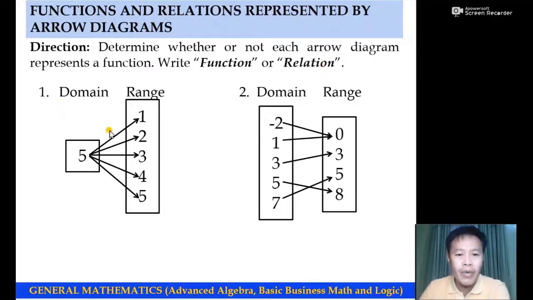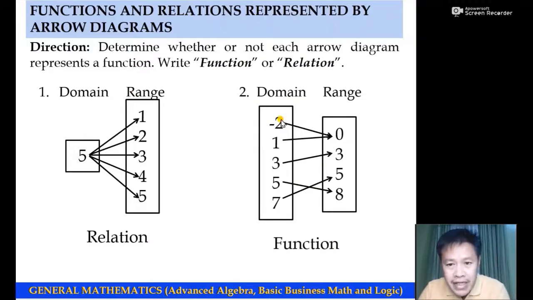Number 1, this is one to many and this is not a function because one element of the domain is having 5 different images in the range. Number 2 is a function. Why function? Because this is many to 1 and this is onto. Why onto? Because all of the elements in the range have the mapping in the domain. So this is a many to 1 onto function.